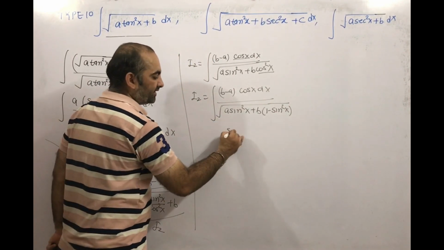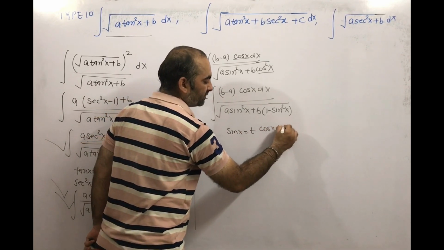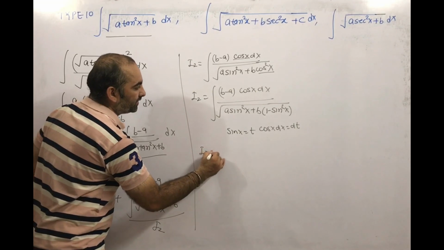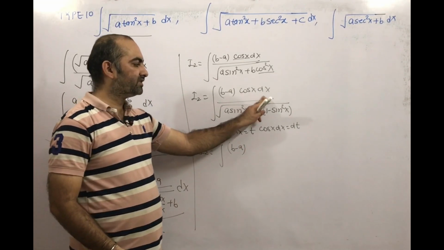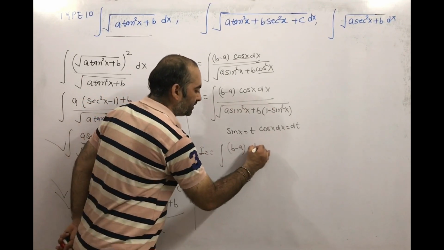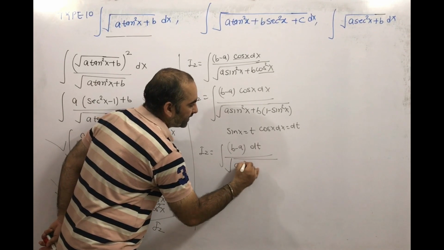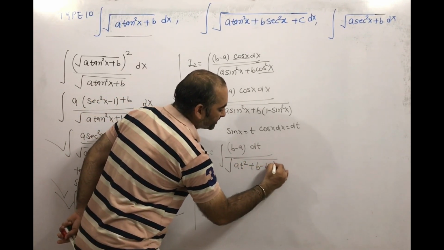Now here if I take sin x as t, then cos x dx will be what? dt. So this integration will become what? I2 equal to integration of (b minus a cos x) dx; we can write dt divided by root over a t square plus b minus b t square.